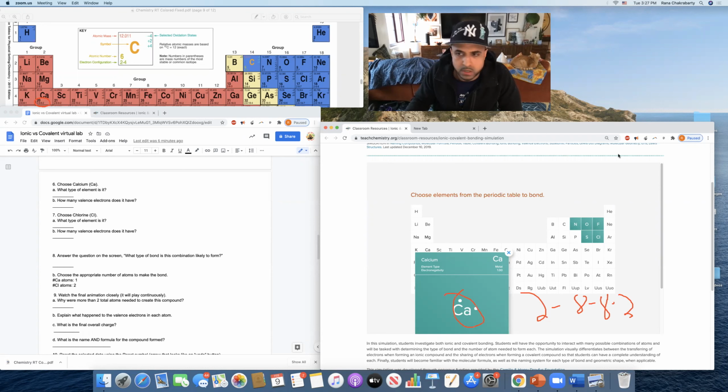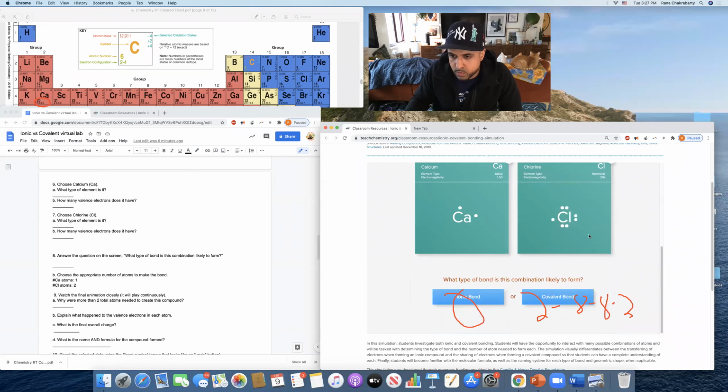And now it says click on chlorine. Chlorine is right here, and chlorine has 7 dots. Why does chlorine have 7 dots? Because it has 7 valence electrons. And it does: 2-8-7, the last number is 7. This simulation is not really good for determining the chemical formula, so that's why I told you the answer.